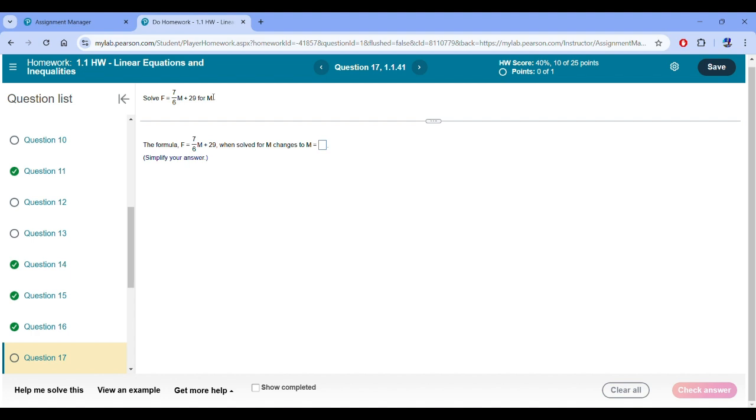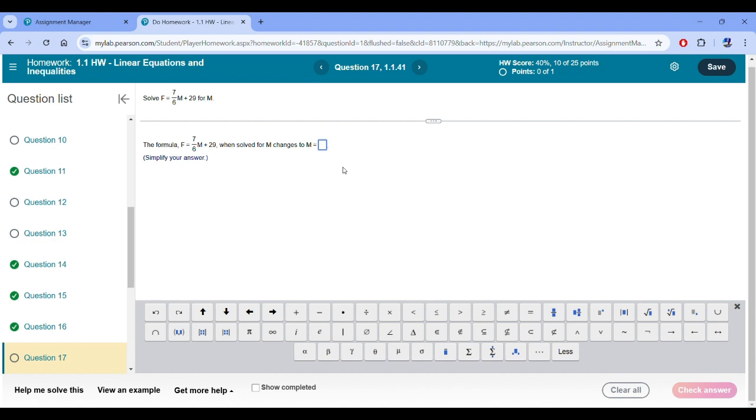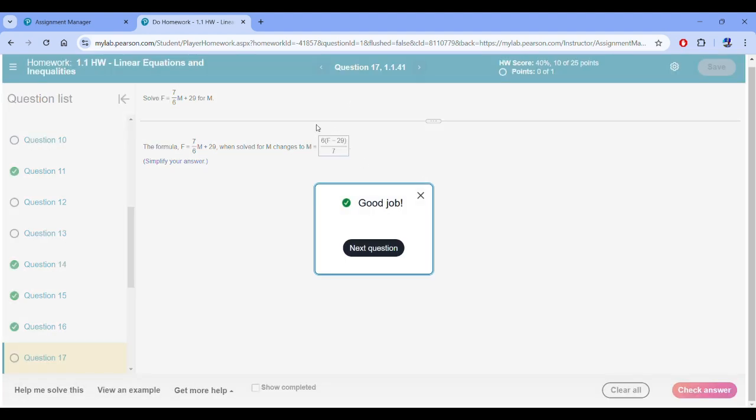Okay, now we got to solve for m. So first thing I would do is create a fraction. F minus 29, and then I'm going to divide it by 7 over 6, which is the same thing as multiplying it by 6 over 7. So I'm going to do it like this, parentheses, put a 6 out front, and close that parentheses, and boom. So I don't need to distribute it. It does it for us.